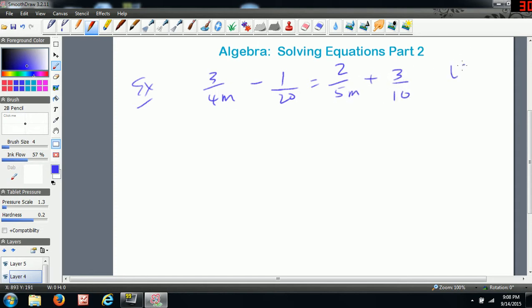Okay, our lowest common denominator here is going to be 20m. 20 is the number that divides 4, 25, and 10, and then m divides itself. So that's why we use 20m. So we multiply everything by 20m.